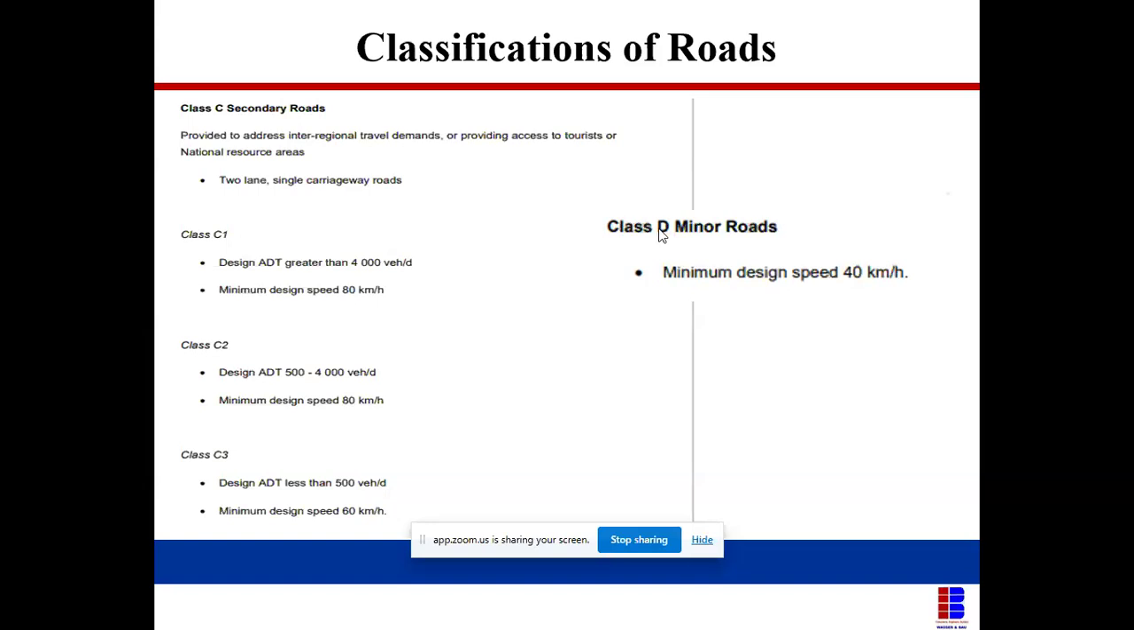Then interstate, 80. Then rural roads, those leading to our farms, 60 kilometers per hour. Then the minor ones on our streets, 40 kilometers per hour. So we apply this design speed when we go into the usage of the software proper.